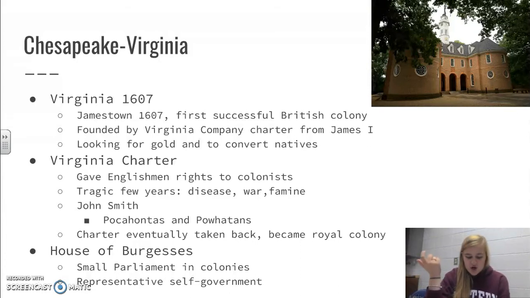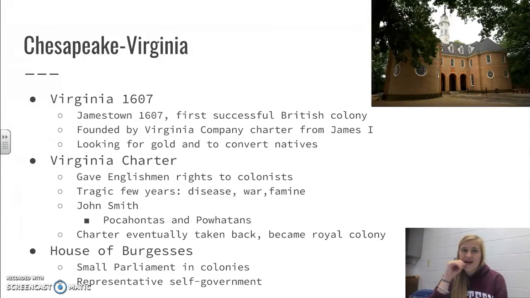The Virginia Charter was part of the basis of the Jamestown colony, and here's what it is. It gave overseas settlers the same rights as Englishmen in England. So that attracted colonists to go over there, the same rights of representation in government, the same economic rights. So essentially saying our colony over there is going to be the same as it is over here.